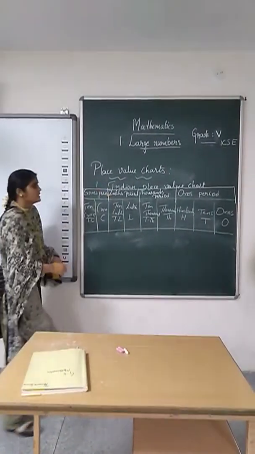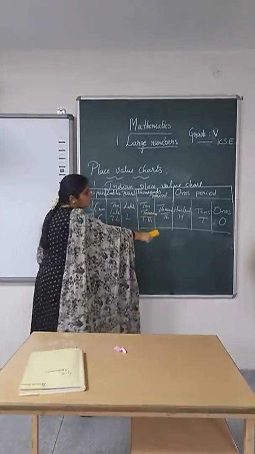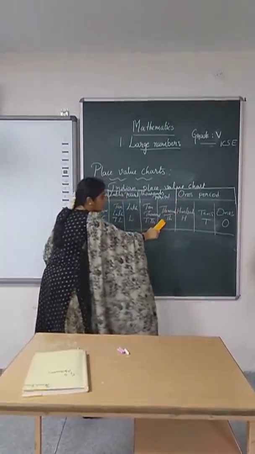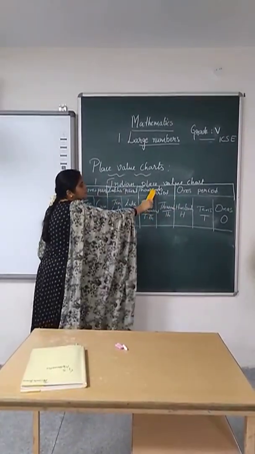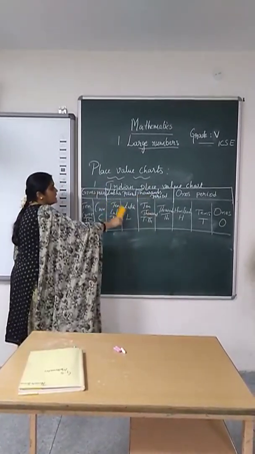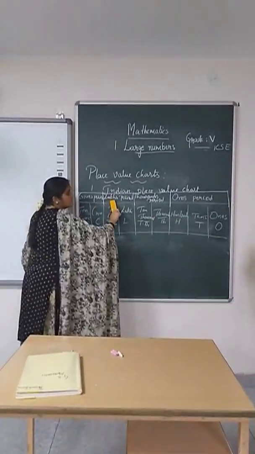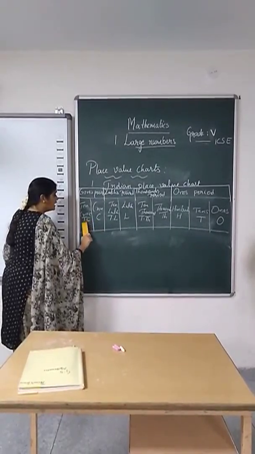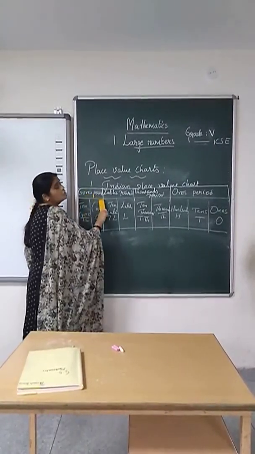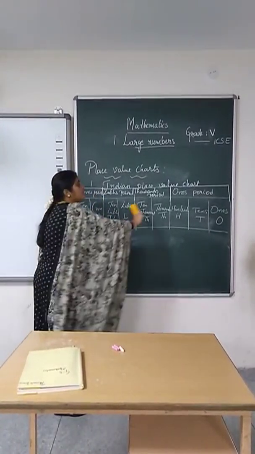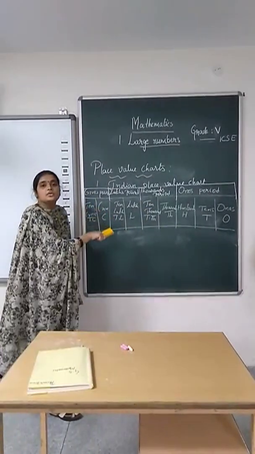I'll repeat once again. Ones, tens, hundreds come under ones period. Thousands, 10,000 will come under thousands period. Lakh, 10 lakh will come under lakhs period. Crore and 10 crore will come under crores period. This is the Indian place value chart.